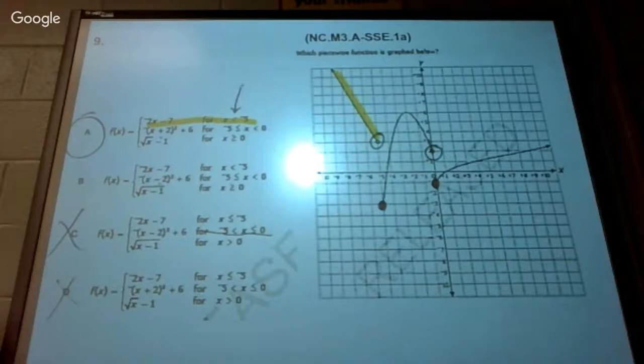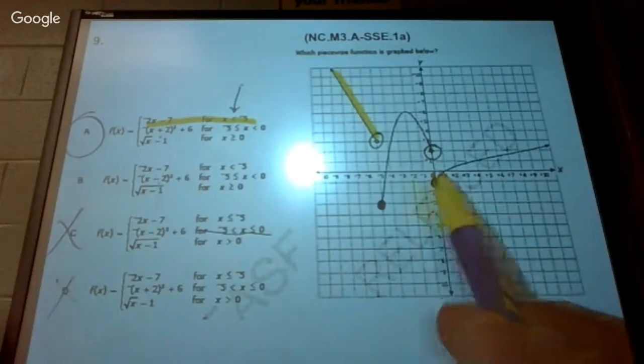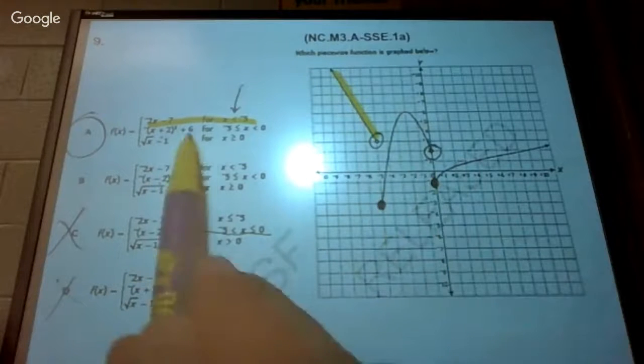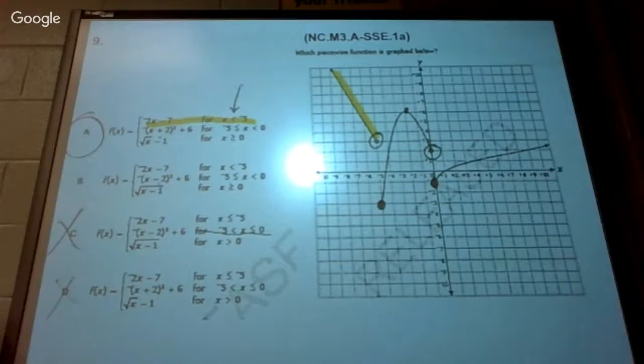+2 in the middle, and it's upside down. It says +2. That plus 2 means this graph started here and it moved left 2 and up 6, right? Isn't that an ordered pair? Negative 2, 6. That's your vertex. The rest of it doesn't matter. We eliminated all the answers.